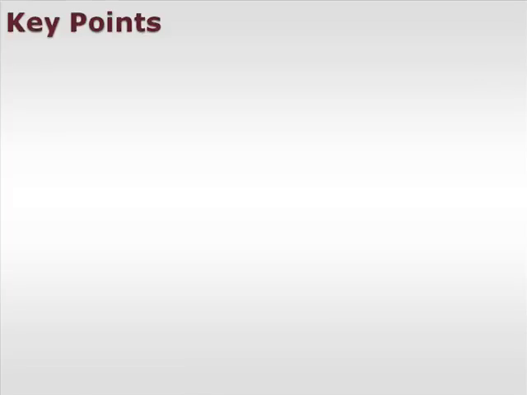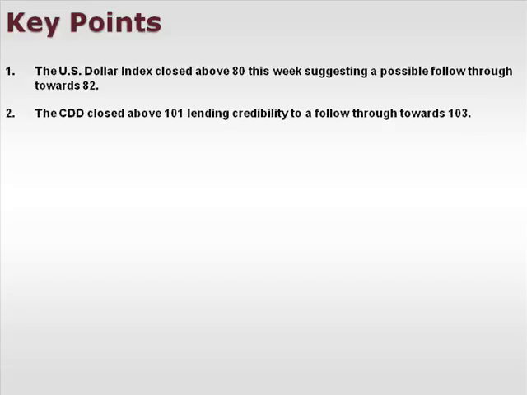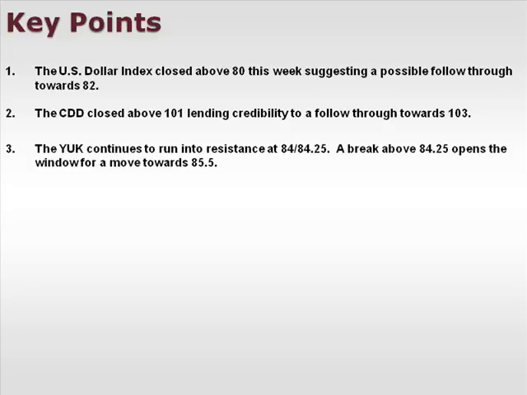Let's take a look at a few of our key points. First of all, the US dollar index closed above 80 this week, suggesting a possible follow-through towards 82. The CDD closed above 101, lending credibility to a follow-through towards 103. The YUK continues to run into resistance at 84, 84.25. A break above 84.25 opens the window for a move towards 85.5.